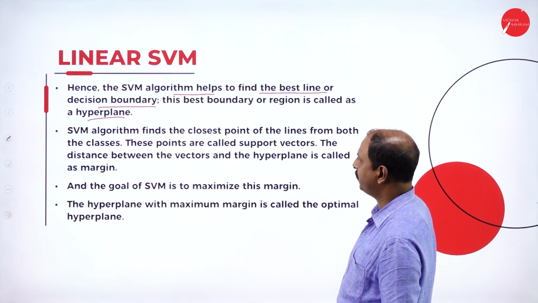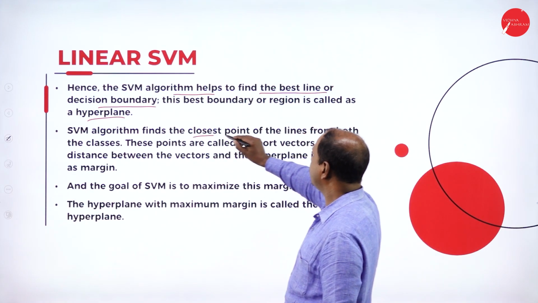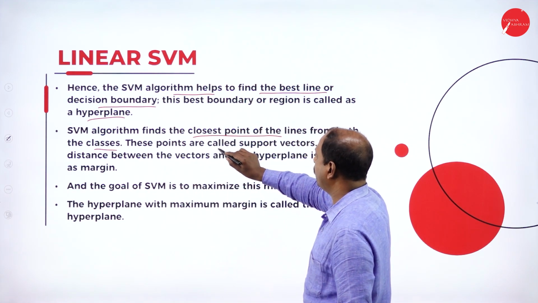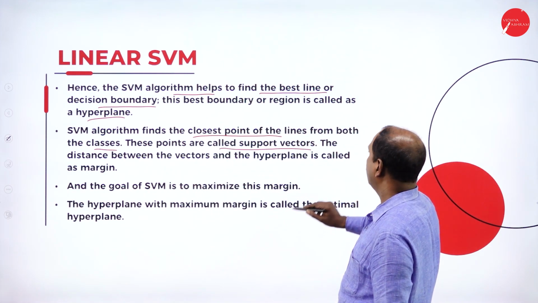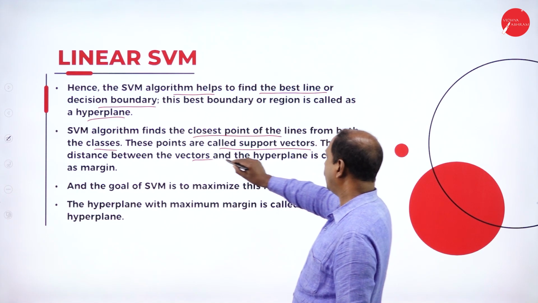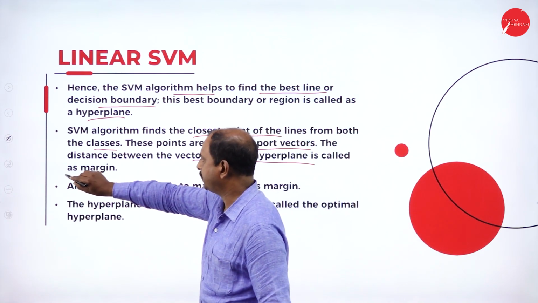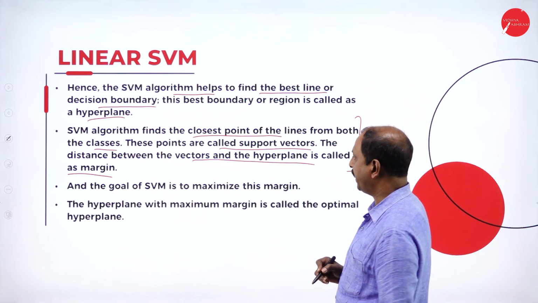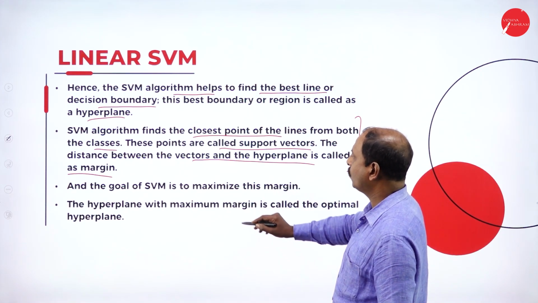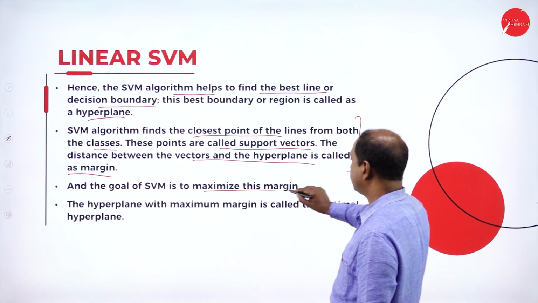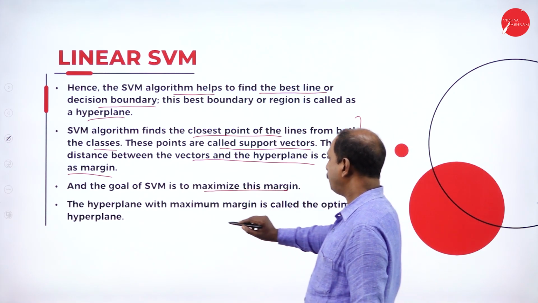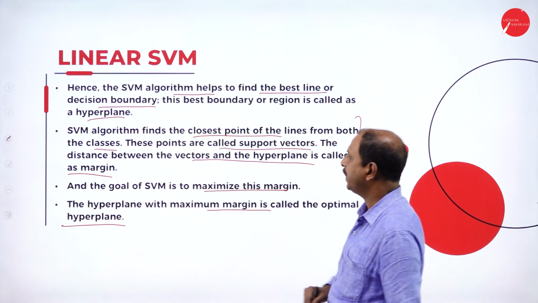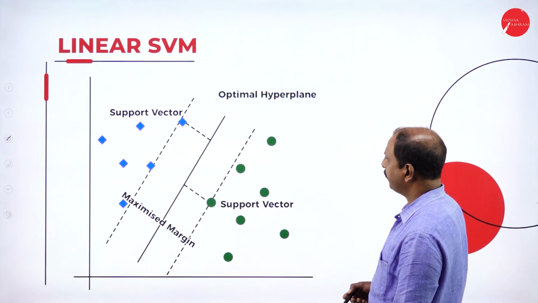If you look at the definition here, it finds the closest points of the lines from both the classes, and these points are called support vectors, and the distance between the vectors and the hyperplane is called margin. The same definition we also explained in our previous slide with the diagram. And the goal of SVM is to maximize this margin, and the hyperplane with the maximum margin is called the optimal or best hyperplane.